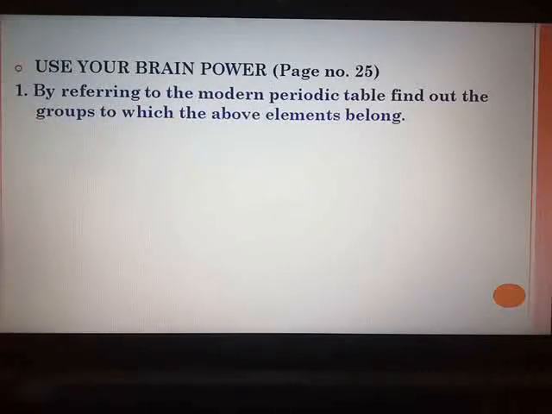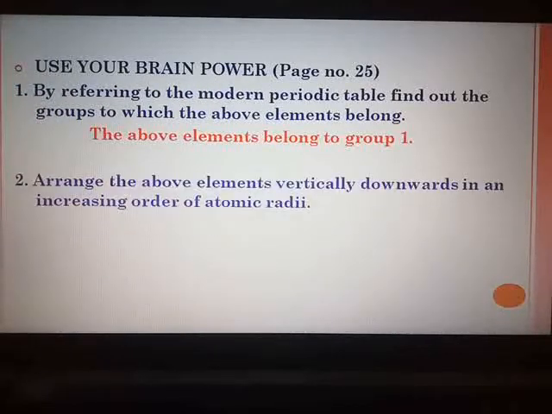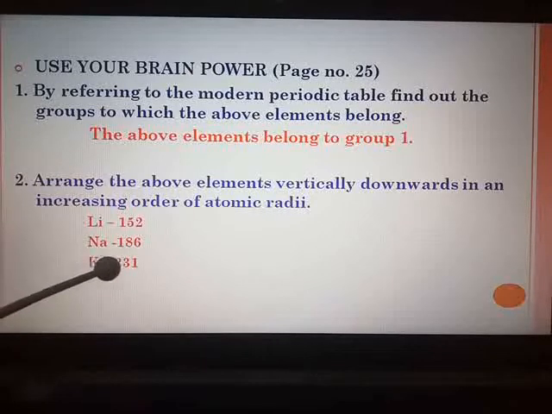We have seen that they belong to group 1. Arrange the above elements vertically downwards in the increasing order. Increasing means the lower one will come first. That is lithium 152, followed by sodium 186, potassium 231, rubidium 244 and cesium 262.